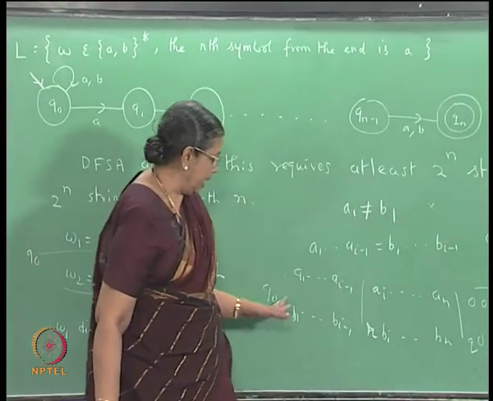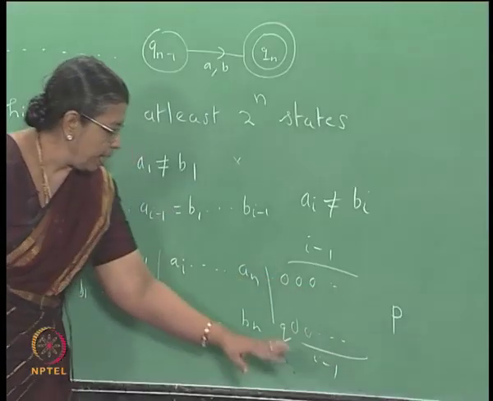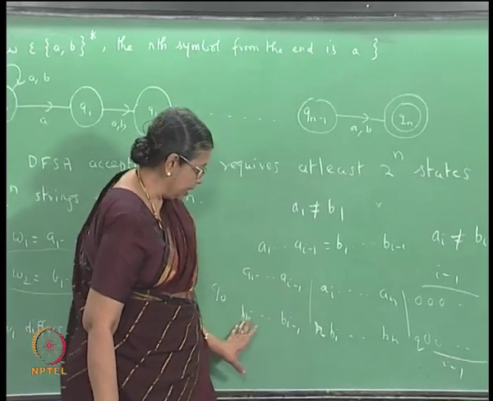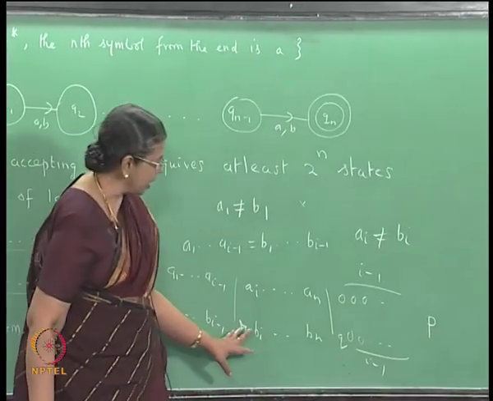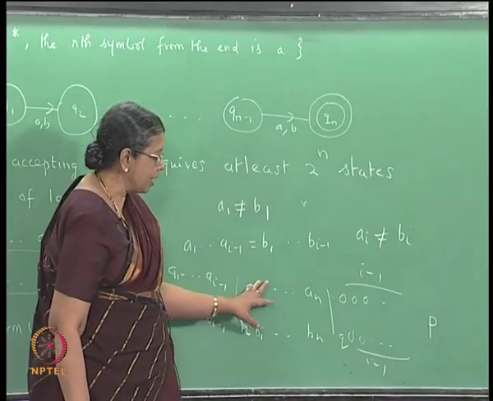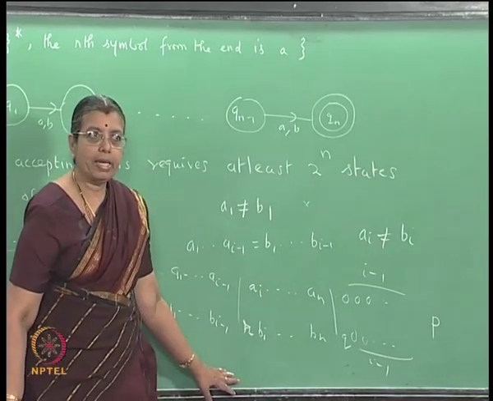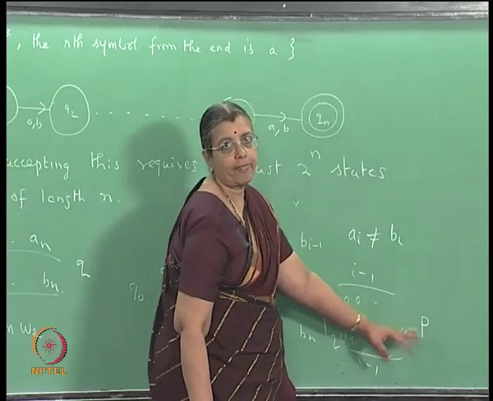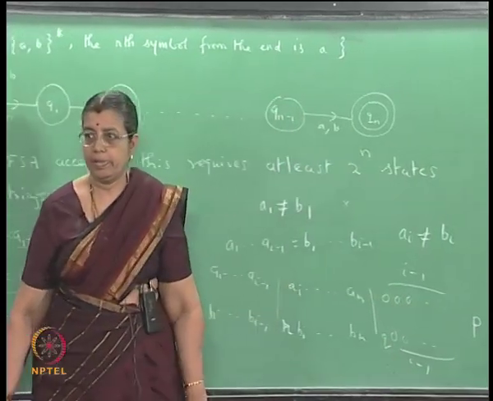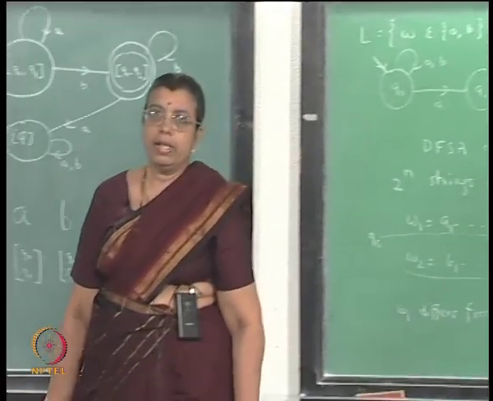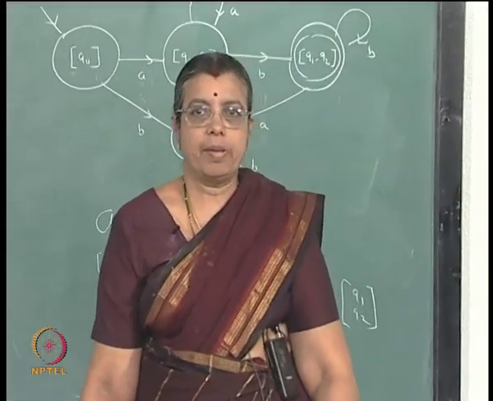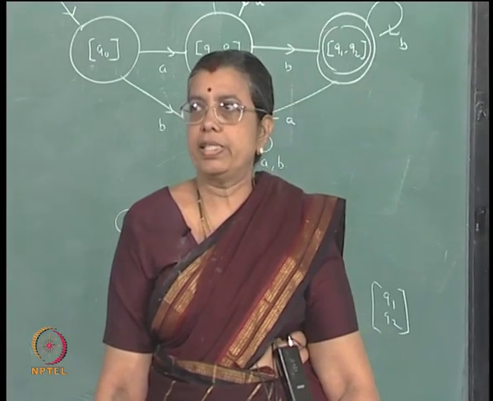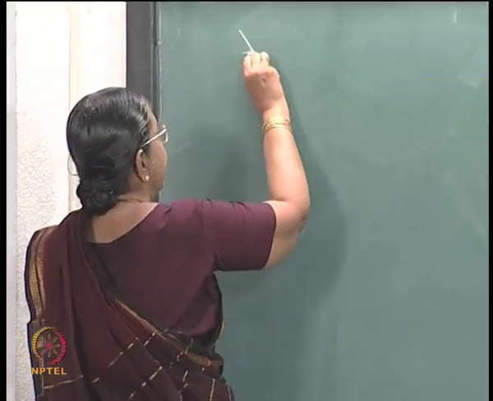So, you find that in this string, the nth symbol from the last is A. In this string, the nth symbol from the last is a B. One has to be accepted, the other has to be rejected. That means P has to act as a final state as well as a non-final state, which is not possible. So, any deterministic finite state automaton accepting such a language will require at least 2 power n states.